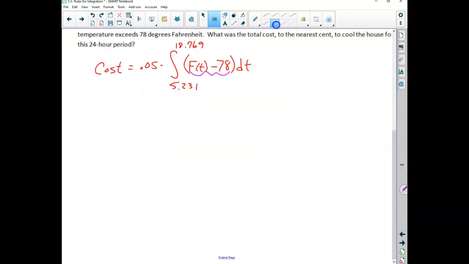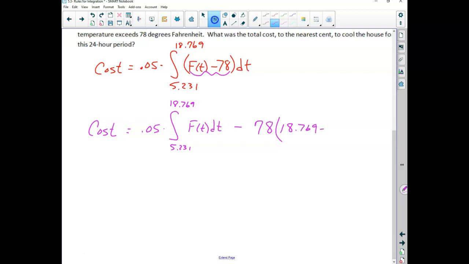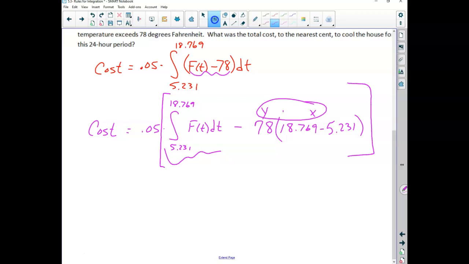It's that easy. Or I can say my cost is going to equal 0.05 times the integral from 5.231 to 18.769 of f of t dt, but then I have to subtract the whole area that was 78 units high times the difference in my interval, which would have been 18.769 minus 5.231. See, here's my y, here's my x, here's the area I'm subtracting from the total area. I'm going to get my total area coming out, but I would have to bracket my 0.05 off. The easiest one is this top one, shifting it down.